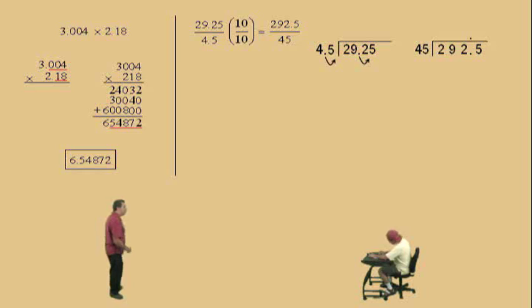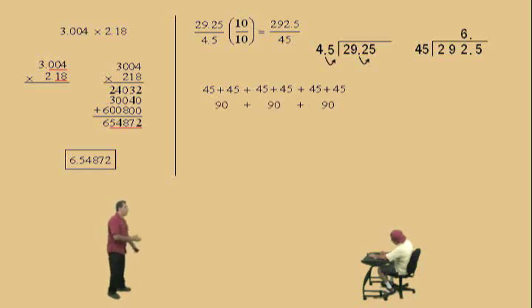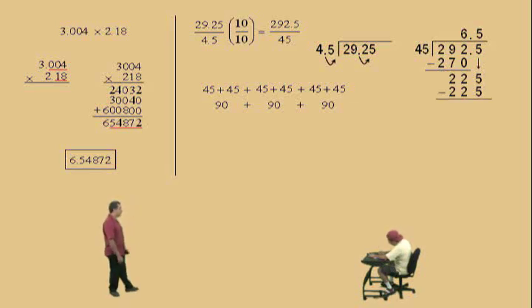And so now, we have to figure out how many 45s go into 292. Here's a kung fu move. 45 and 45 is 90, plus another 2 45s is 180, plus another 2 45s is 270. 90 plus 90 plus 90 is 270. So that's 6 45s. 6 times 45 is 270. When you subtract, you get 22, bring down your 5. How many times does 45 go into 225? Well, 45 times 4 is 180, plus another one is 225. So 45 times 5 is 225. You subtract, you get 0.